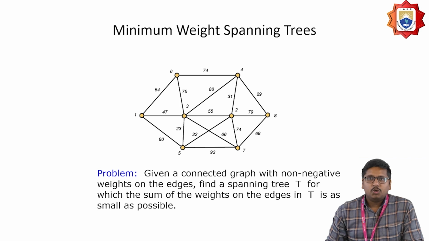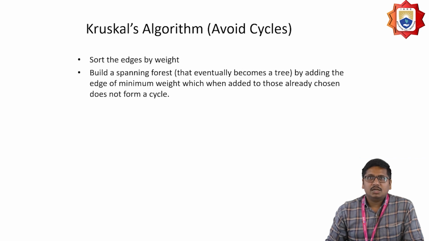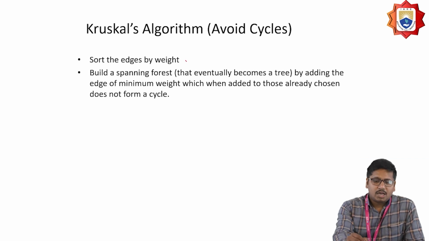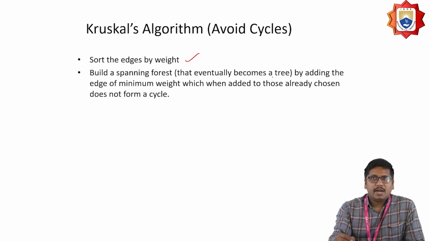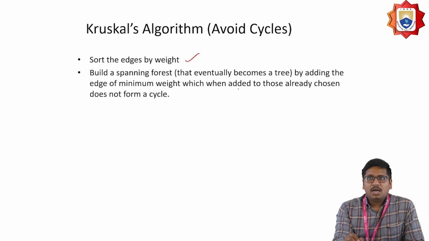So how can we establish the minimum weight spanning tree here? For this, I'm going to apply Kruskal's algorithm. First, we sort the edges by weight, and then build the spanning tree by adding the edge of minimum weight which, when added to those already chosen, does not form a cycle. So now, sort the edges by weight.